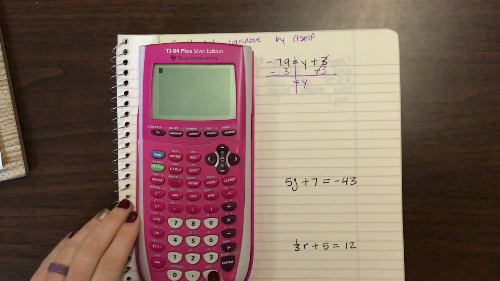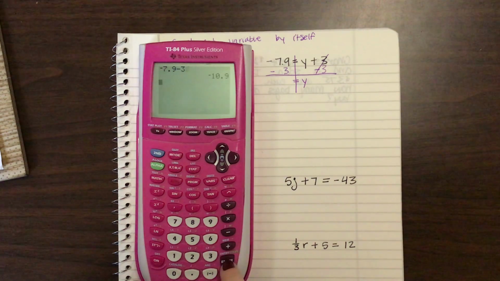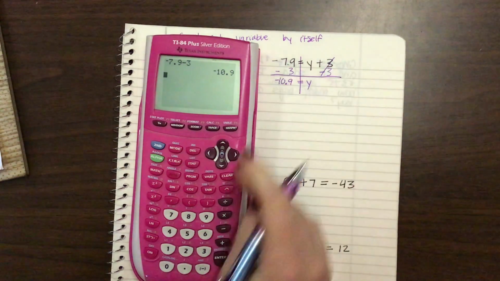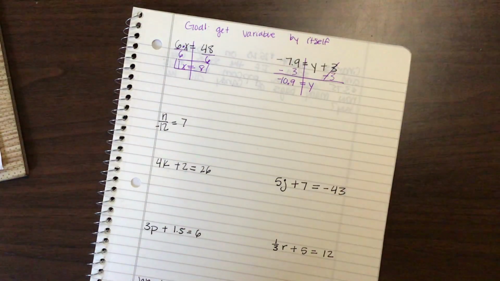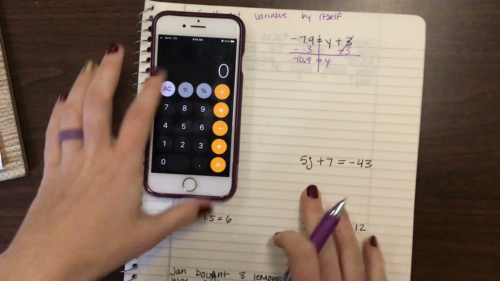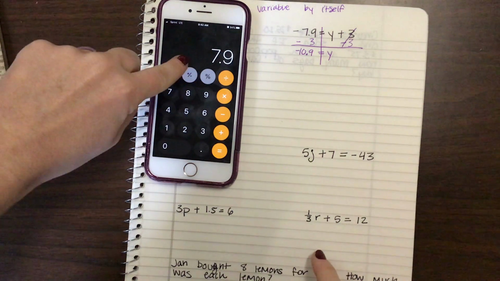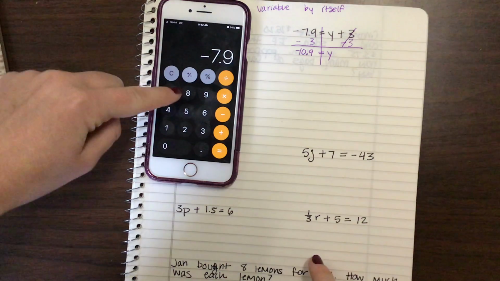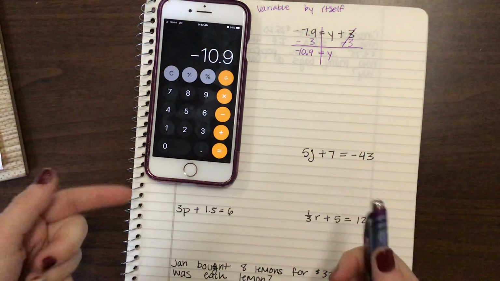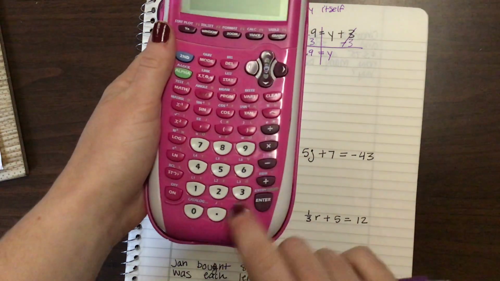And over here, I type negative 7.9 minus 3 is negative 10.9. Now, if you are using a calculator like what's on the phone, to type it in, you're going to type 7.9. Then you have to hit this plus minus button to make it negative, then minus 3. Okay? So different calculators work different ways. Mine has a negative button, which is different than the subtraction button.